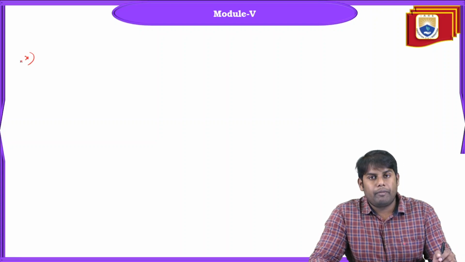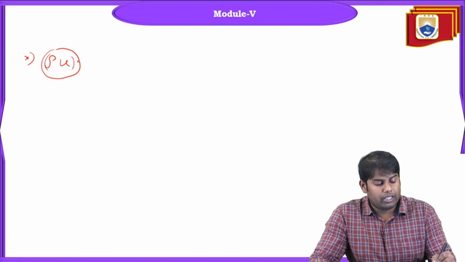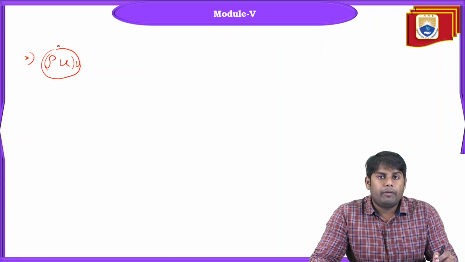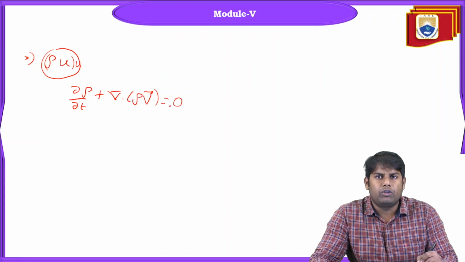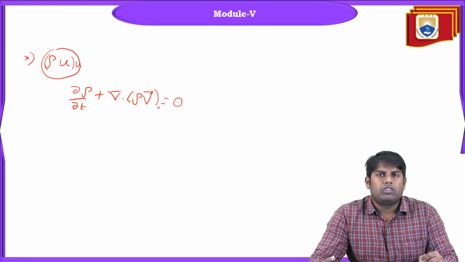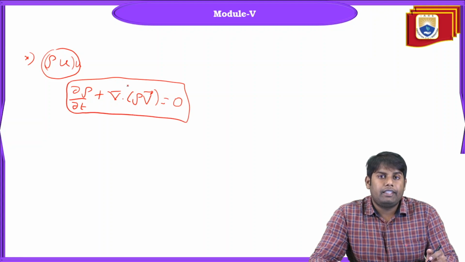Here, basically rho into u is what we call the convective flux. In the momentum equation, you have the convection term and the diffusion term. If you see the continuity equation, we have dou rho by dou t plus del dot rho v bar equal to 0. For this continuity equation, there is nothing like a convection term.